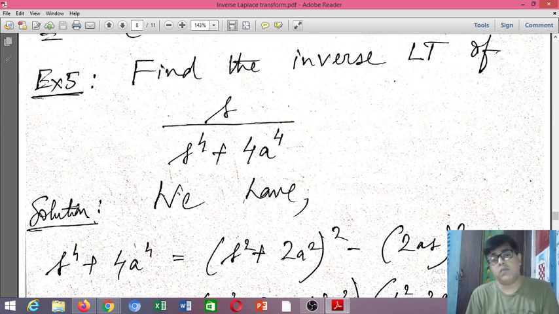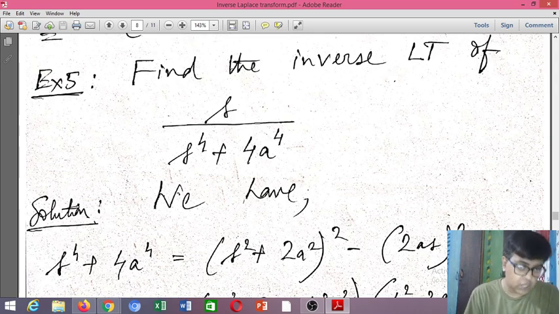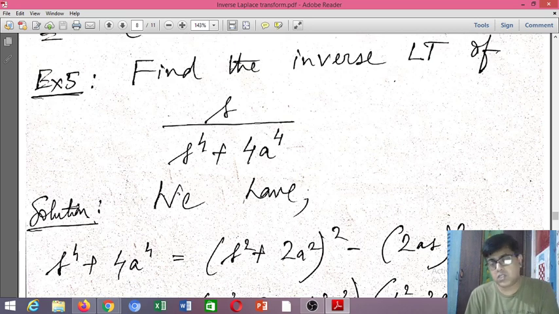And coming to the next problem, find the inverse Laplace transform of s by s to the power 4 plus 4a to the power 4. Another very good problem to solve. Now to solve this problem, again it's not of the known forms, neither can it be brought into that form so quickly by modification, but one thing can be done. It can be written as a product of two factors. This denominator I'm talking of, s to the power 4 plus 4a to the power 4. How?